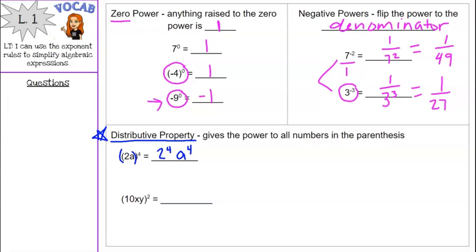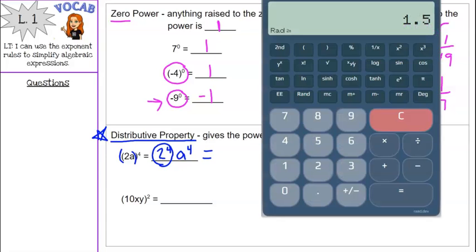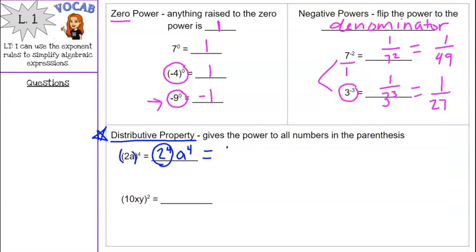Now when we simplify this, we want to evaluate that number power because we can do that. We can simplify 2 to the 4th power. If you need to, you can use your calculator. This one will look a little different than yours, but 2 to the 4th power is 16. So we would say 16a to the 4th power. This second example, I would like you to try and then answer an Edpuzzle.